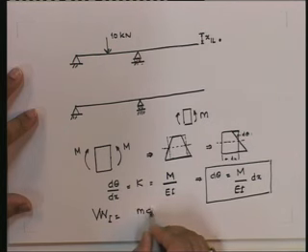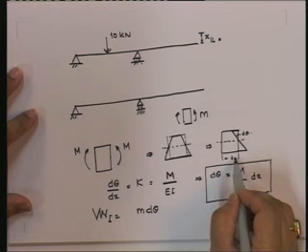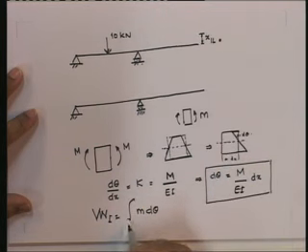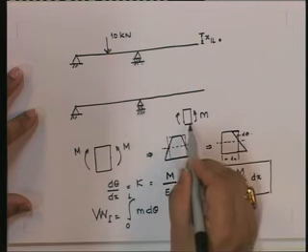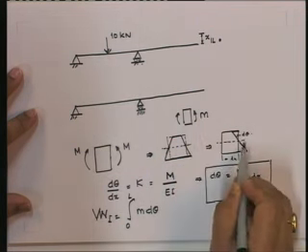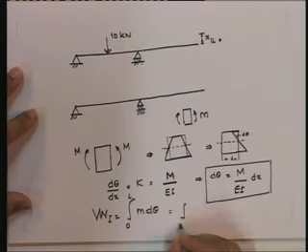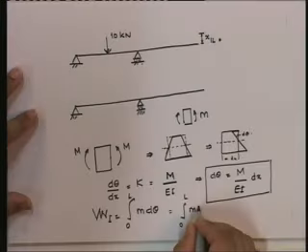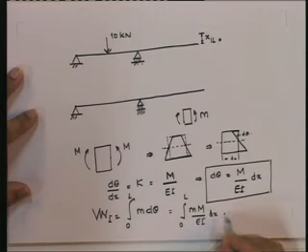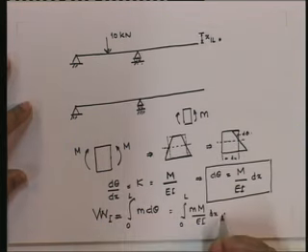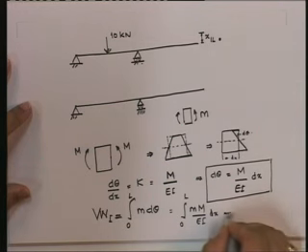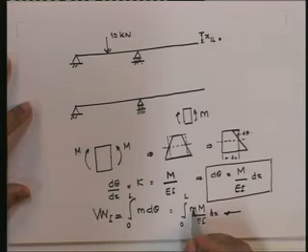Small m into d theta. That is for the infinitesimal length dx. So that integrated over the entire length is going to be my work done. And note, if you look at it, since m is in this direction, theta is in this direction, they are positive, and d theta is given this way, so this becomes integral from 0 to L of m M upon EI dx.